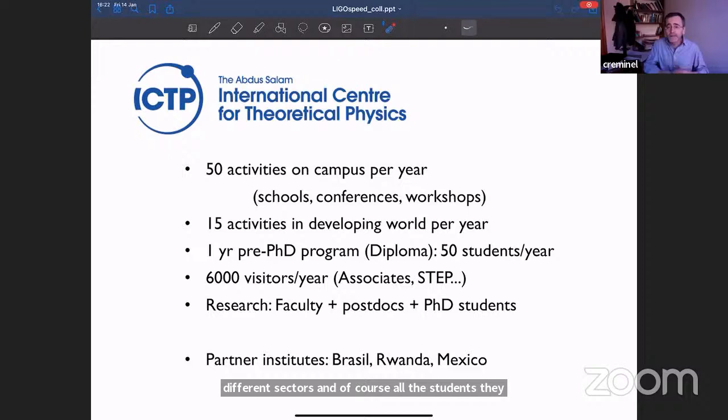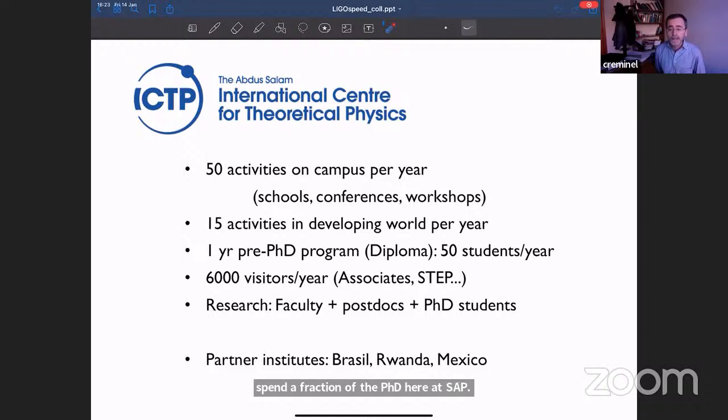Then we have many visitors. In a normal year, we would have about 6,000 visitors per year. There are various ways to be associated with ICTP. One can be an associate, which means somebody that visits ICTP regularly. One can be a STEP student, which means a PhD student that spends a fraction of the PhD here at ICTP. And so on and so forth. One can ask for long visits, sabbaticals, and so on and so forth.